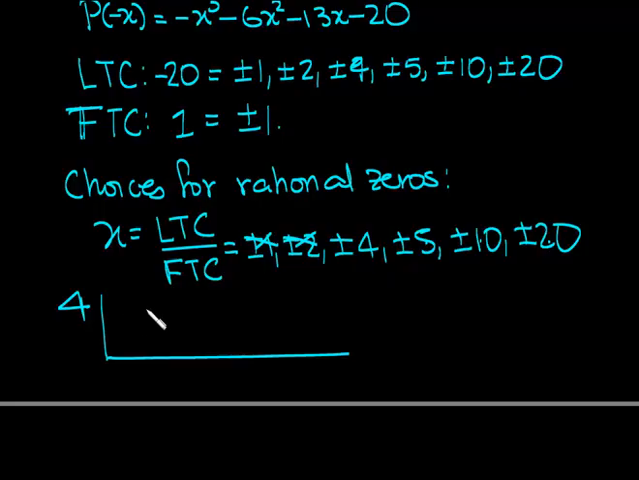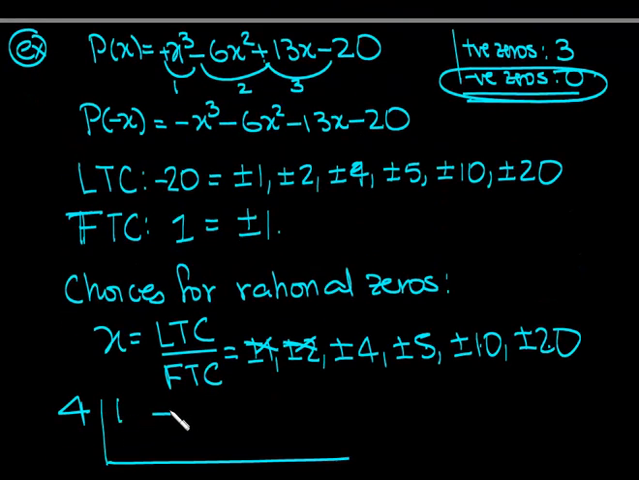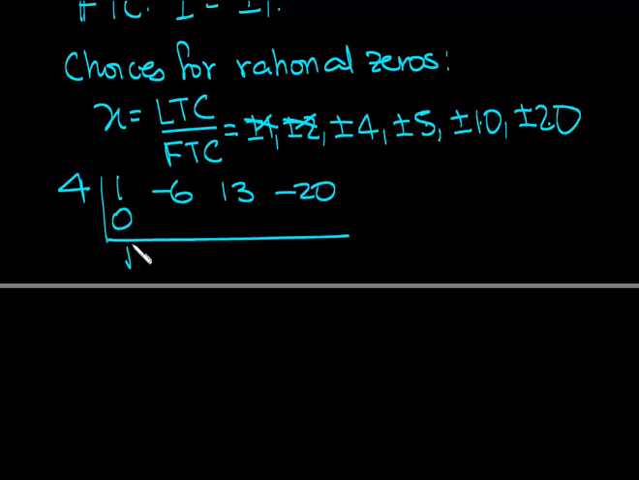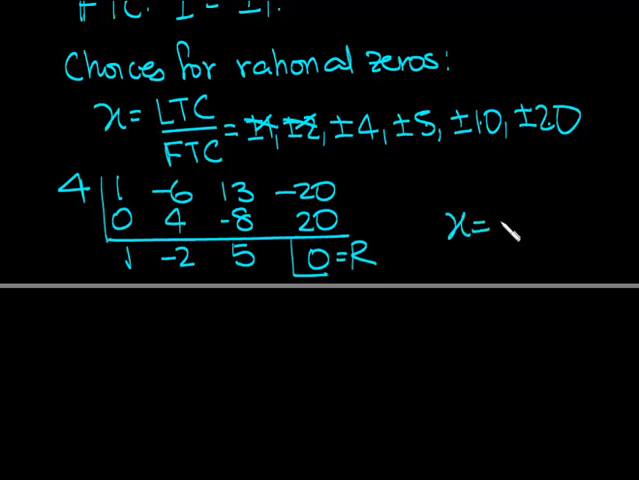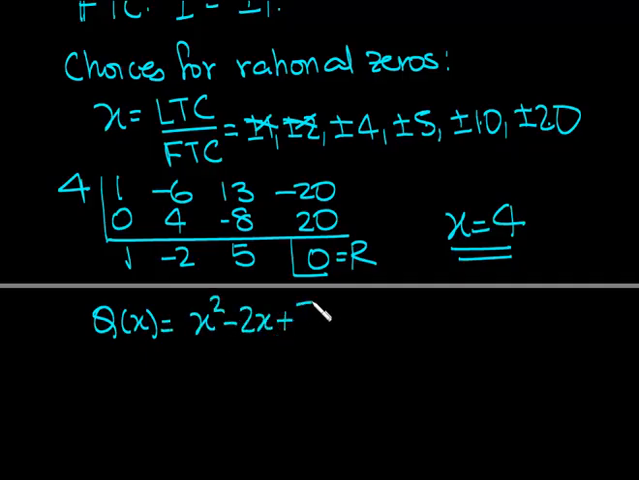My polynomial coefficients are 1, negative 6, 13, and negative 20. So I get 0, 1, 4 times 1 is 4, we get negative 2, 4 times negative 2 is negative 8, so we get 5, 4 times 5 is 20, so we get 0. The nice thing is this tells me that x equals 4 is a zero, but because we found 1 zero, we don't need to do any extra work in terms of this method, because now I'm down to degree 2. My quotient is going to have degree 2, so I get x squared minus 2x plus 5, since I started with degree 3.